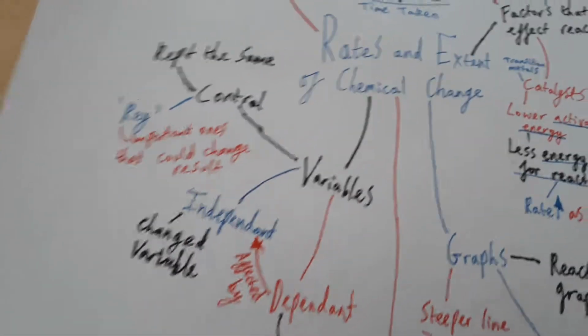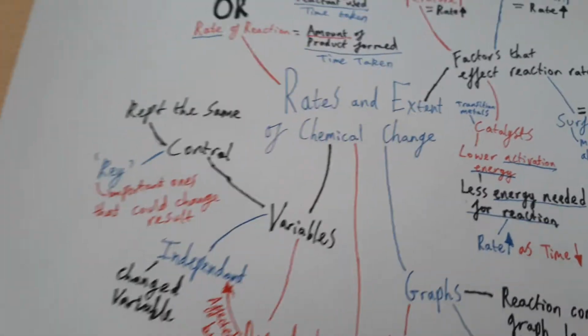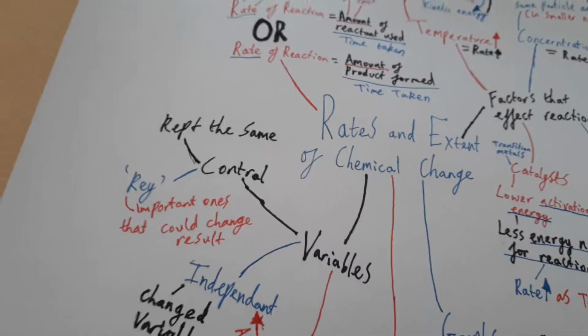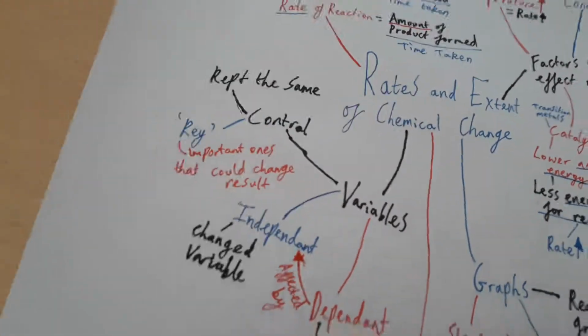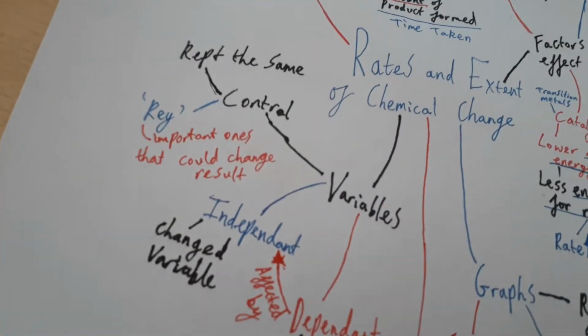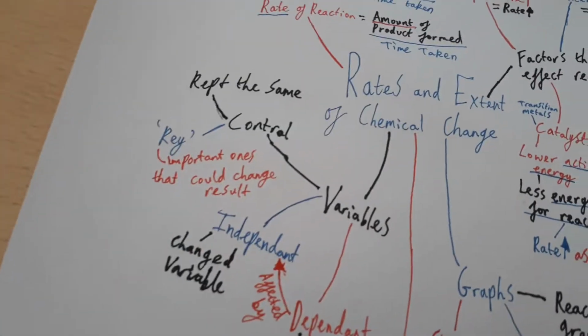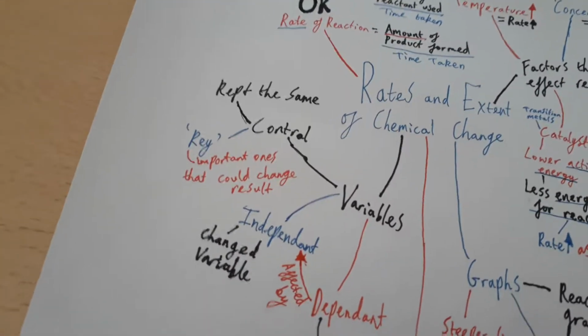An important thing you may be asked for is key control variables. That has to be specifically important control variables that could change the result. You don't want them to change the result, because that would make the results of your experiment not really valid. If something else had affected the dependent, then that wouldn't be good at all.